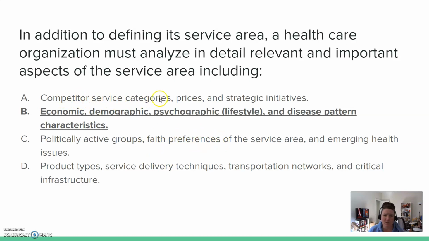And then competitor service categories, prices, and strategic initiatives. Again, that might be helpful in looking at our overall external analysis, but not particularly in defining the service area.